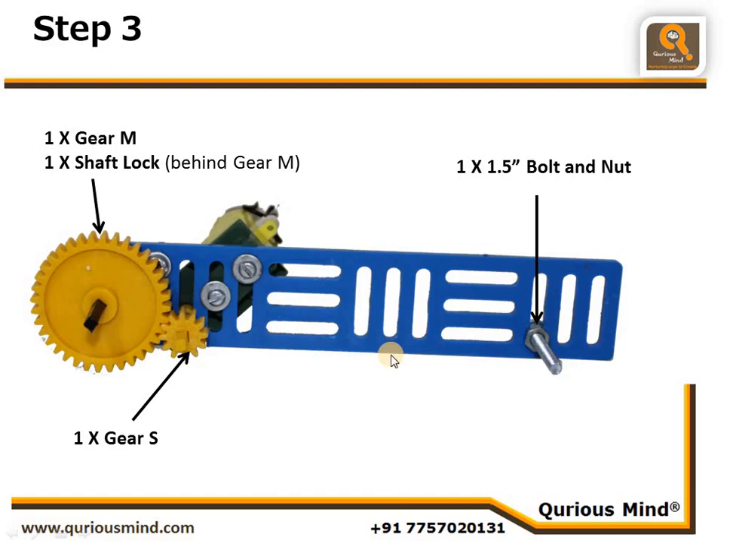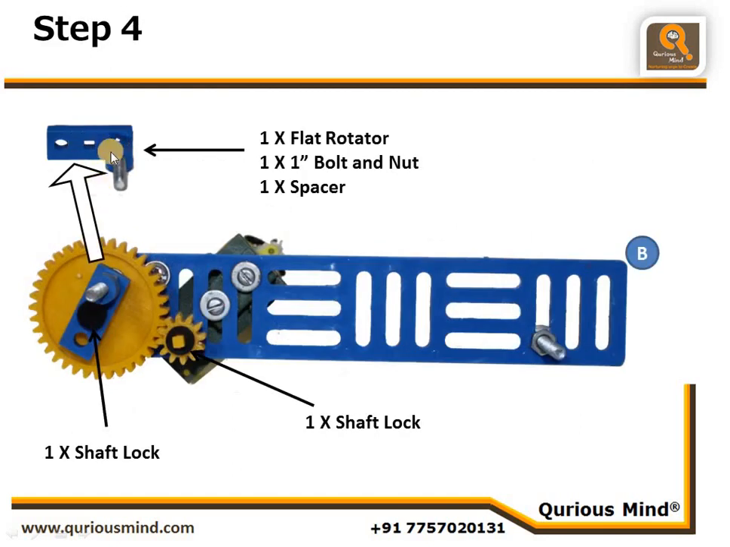Let's move to the next step now. We are mounting a flat rotator on the axle here. This flat rotator acts as a circular moving body and hence we need an earth point. So we are using a 1-inch bolt and nut to create the earth point. Earth point has to be firm. Hence we have connected it using the nut very tightly.